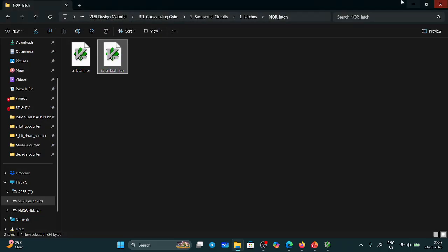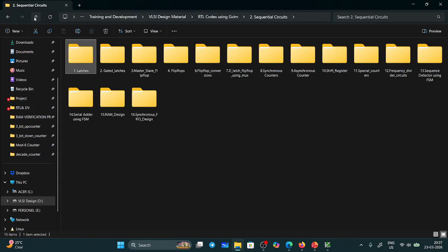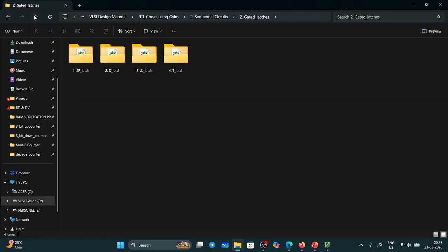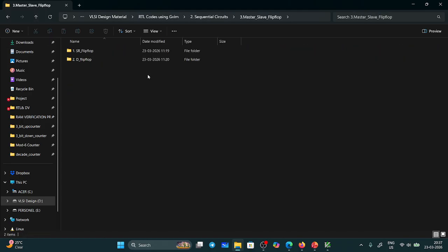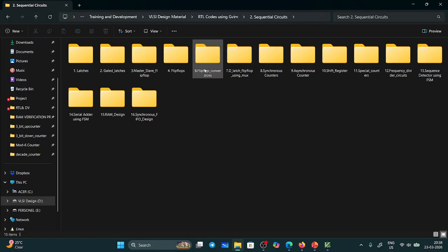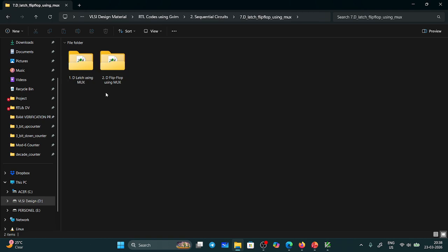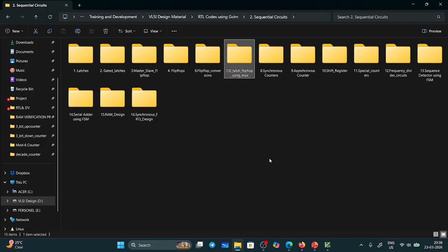Okay, like this I wrote for the SR latch also, and just see, gated latches also I wrote, and master-slave flip-flop also I wrote. Okay, just see and analyze. Flip-flop conversions also I wrote, and D latch using mux and flip-flop using mux also we discussed now. Okay, so tomorrow we'll see synchronous counters and shift registers.